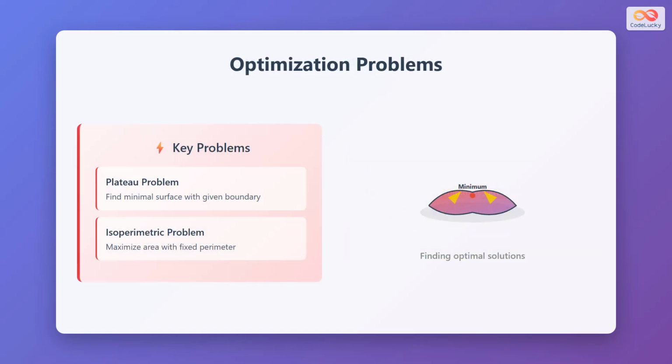Let's see some key optimization problems. One is the Plateau problem, which involves finding the minimal surface with a given boundary. Another is the isoperimetric problem, which seeks to maximize area with a fixed perimeter. It is all about finding optimal solutions.